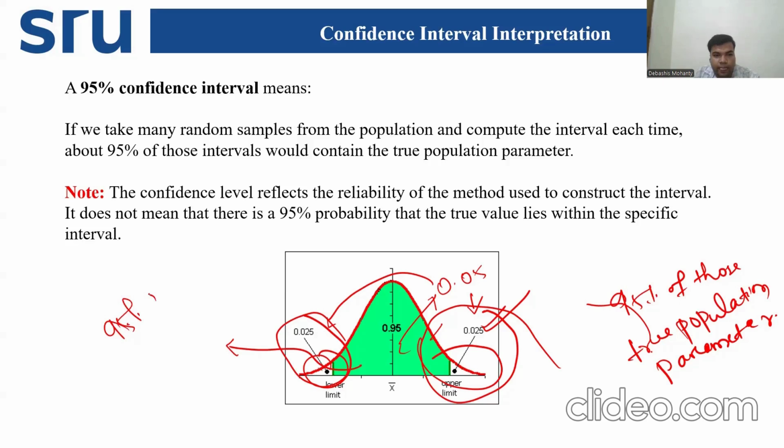Right? Here one note is there. The confidence level reflects the reliability of the method used to construct the interval. It does not mean there is a 95% probability that the true value lies within the specific interval. Okay, so that is the thing we have to note here.